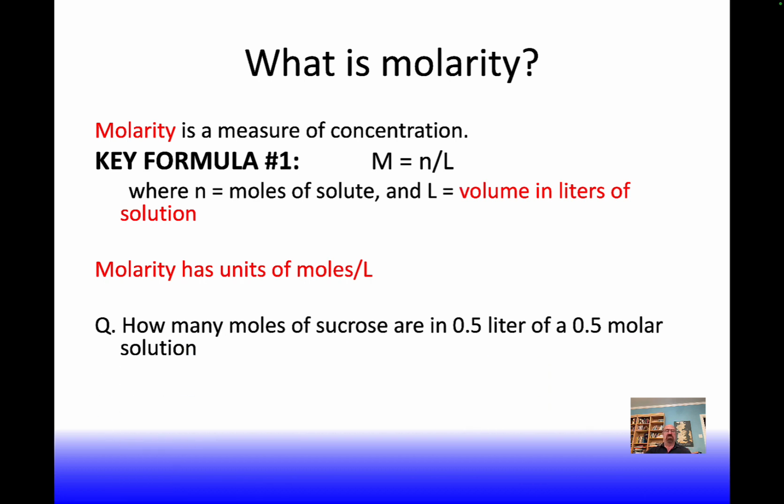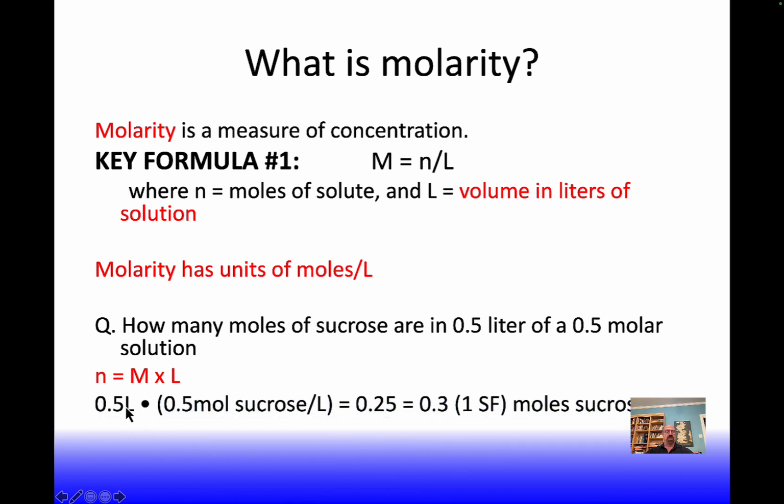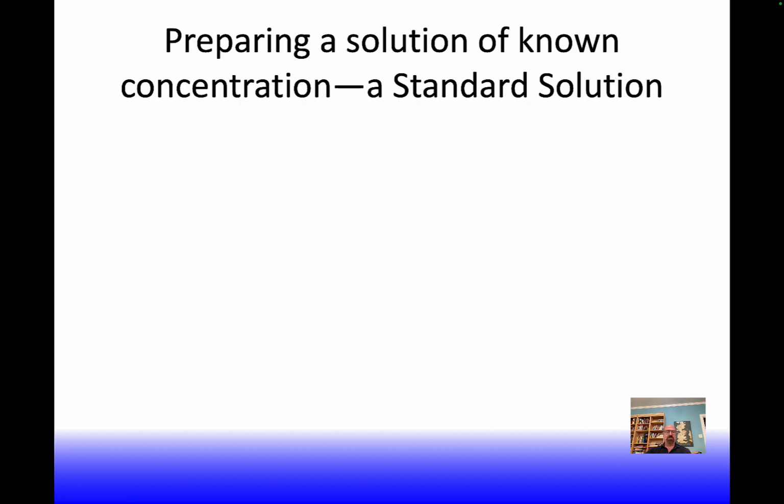Now, see if we can solve this using our little equation up here and rearranging. How many moles of sucrose are in a half liter of a half molar solution? Okay, well, we got to solve for moles. So we multiply both sides by L, not a problem. And then we just plug and chug. So we have a half liter times a half mole per liter, and that'll give us 0.25 moles of sucrose. And because there's only 1 sig fig, we have to round it up to 0.3.